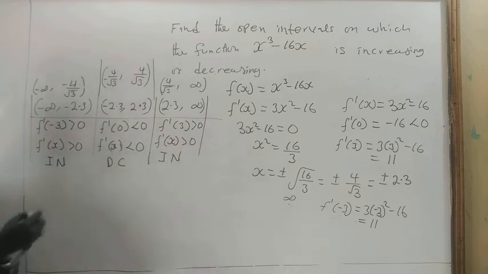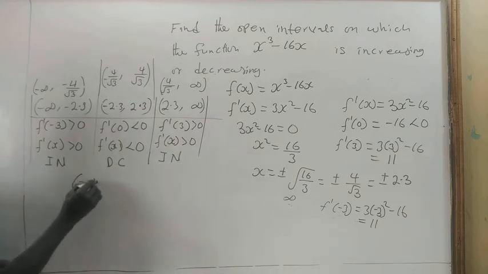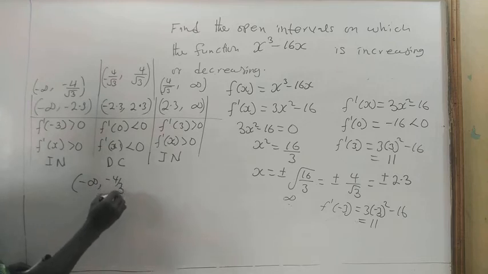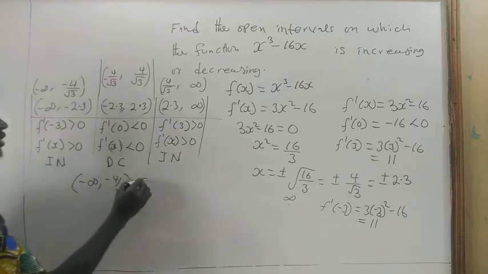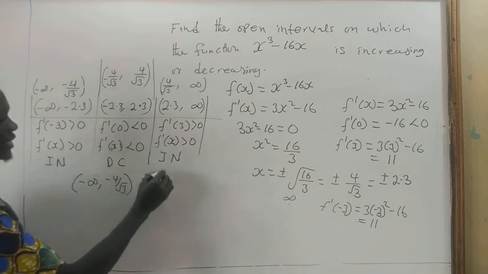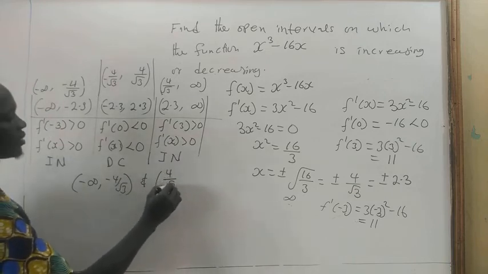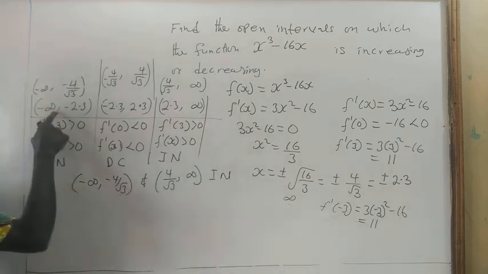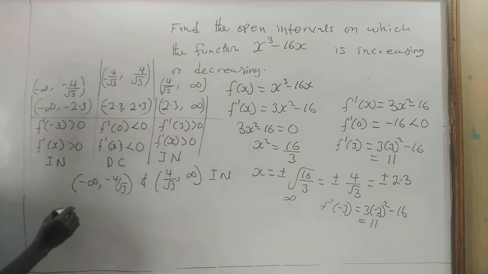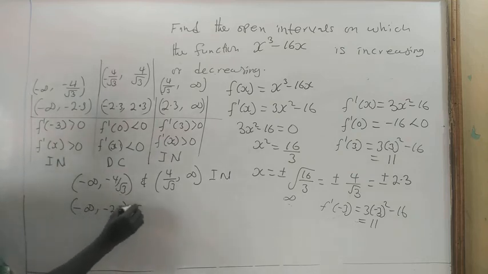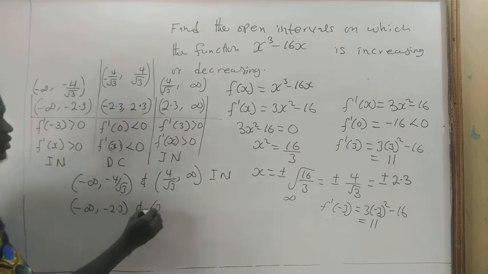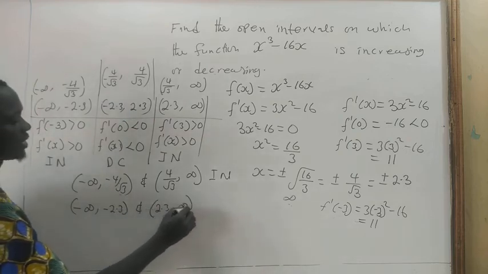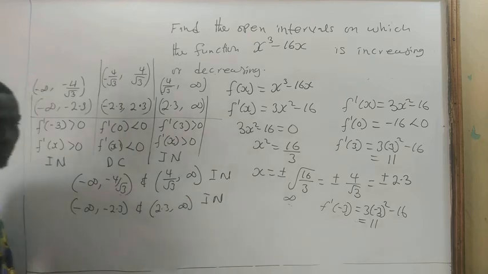So we are going to state that on the interval negative infinity to minus 4 on square root of 3, and on the interval 4 on square root of 3 to positive infinity, the function is increasing. Or if you are using the decimal, you say that on the interval negative infinity to negative 2.3, and on the interval 2.3 to positive infinity, the function is increasing.